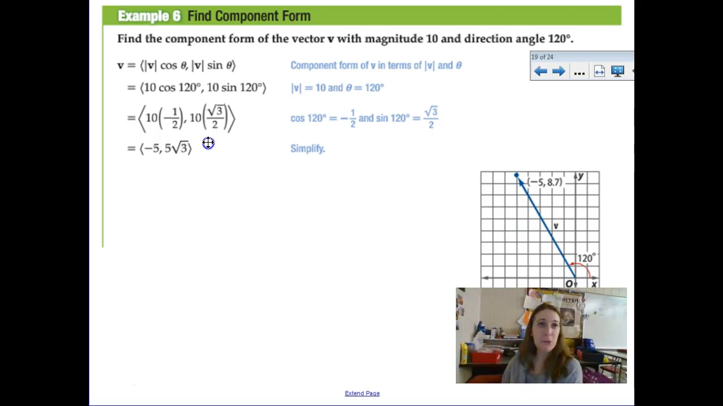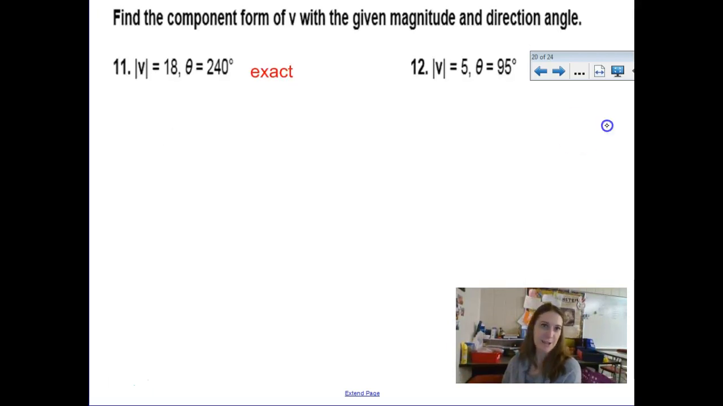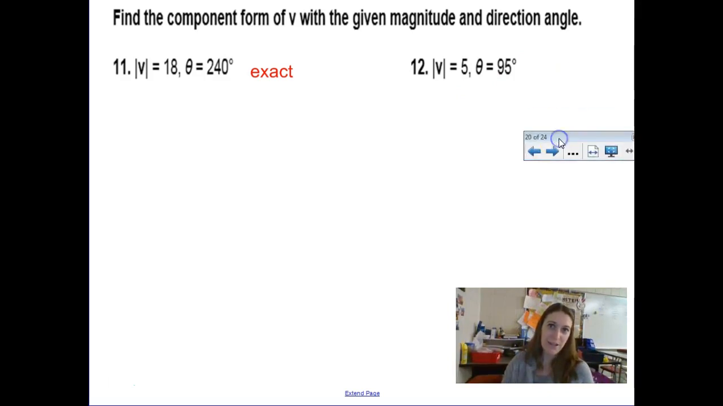But when you have special angles that are on your unit circle, you don't have to bother typing on the calculator because you know cosine of 120 is negative 1/2, and you know sine of 120 is square root of 3 over 2. So you can give me really pretty exact answers for your vector. Sometimes. Sometimes not. So 11, you're going to give me an exact answer because it's a unit circle number. And 12, not so much.